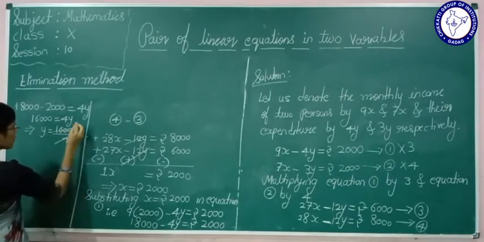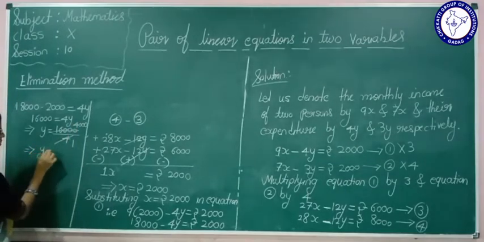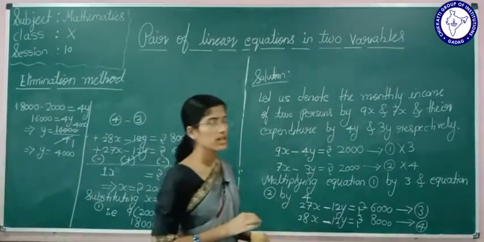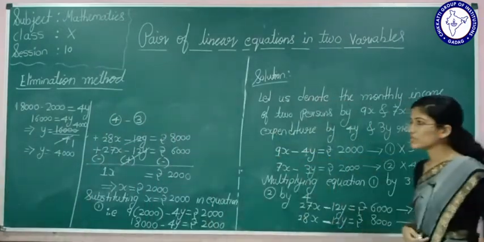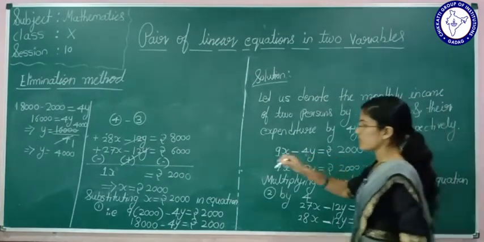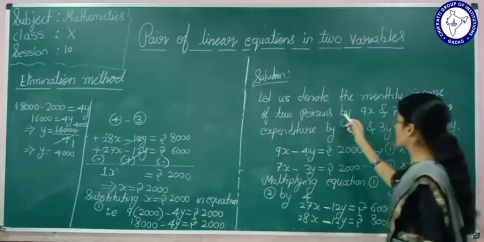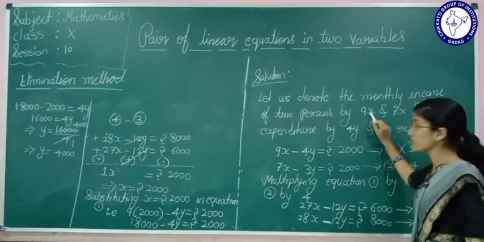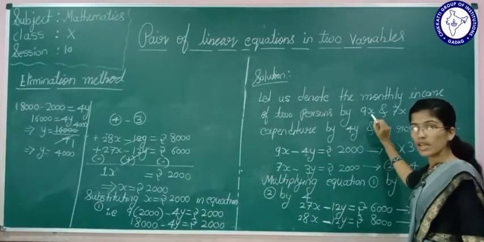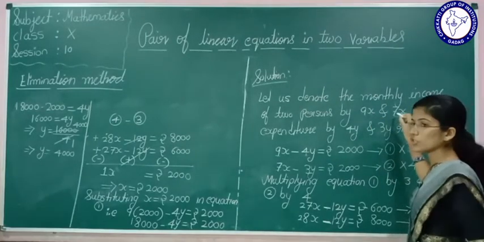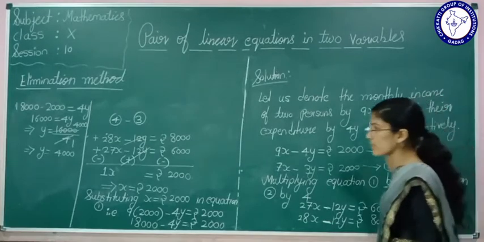4 fours are 16, so y is equal to 4,000. Okay. They are told to find out their monthly income. So what may be the monthly income now? See, the monthly income of the first person is 9 into 2000, which is 18,000. And the monthly income of the second person, 7 into 2000, will be 14,000.